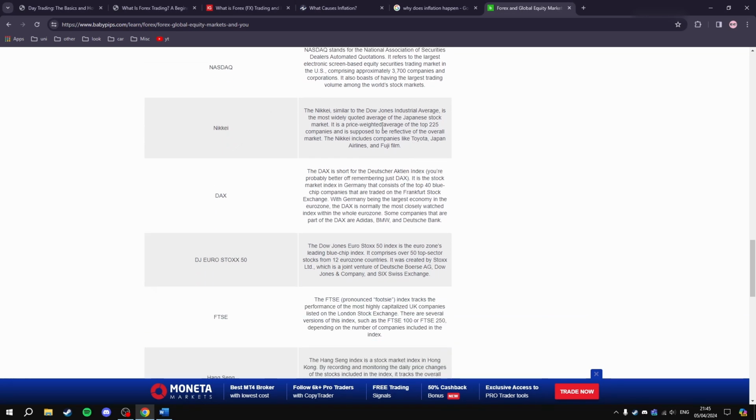Nikkei. The Nikkei, similar to the Dow Jones Industrial Average, is the most widely quoted average of the Japanese stock market. It is a price-weighted average of the top 225 companies and is supposed to be reflective of the overall market. The Nikkei includes companies like Toyota, Japan Airlines and Fujifilm.